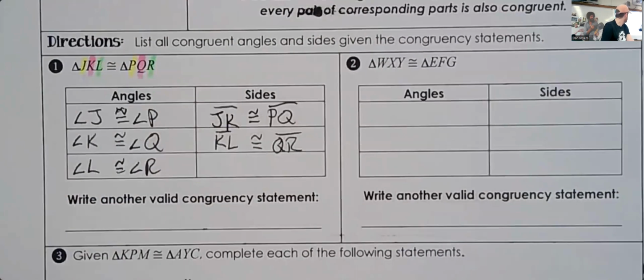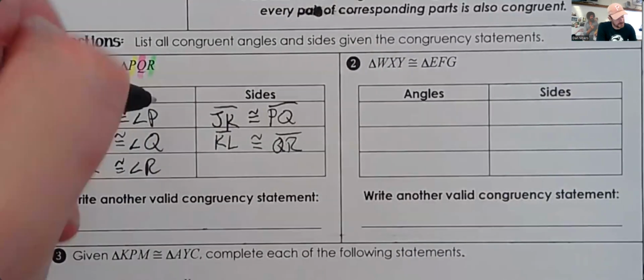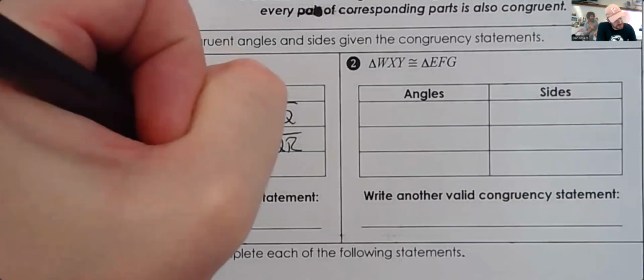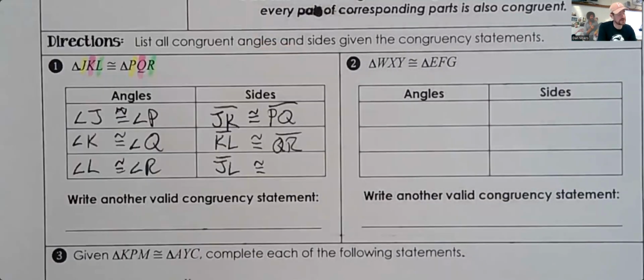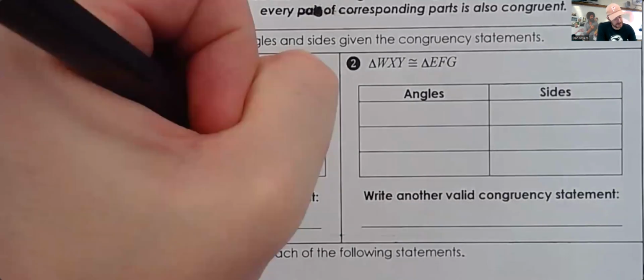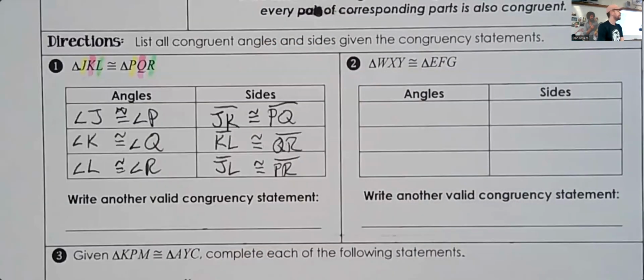And then there's a third length on each one. That would be yellow to green. So that would be segment JL is congruent to segment PR. Exactly. So we don't even need to see what the triangles look like to match up the corresponding parts. In fact, I think it's easier to not even look at the triangles to figure out which parts correspond.